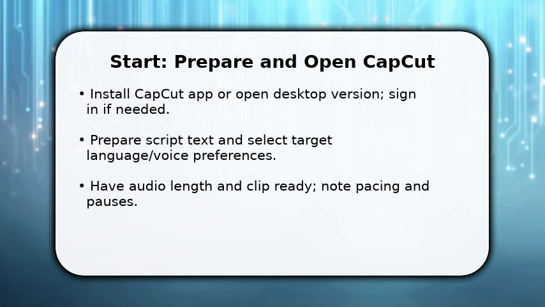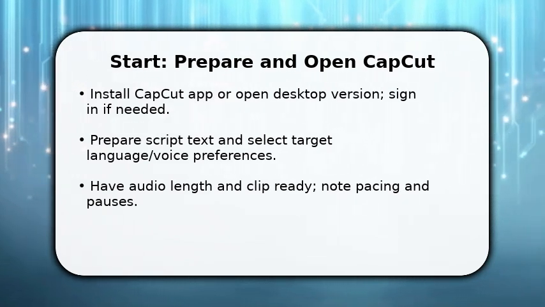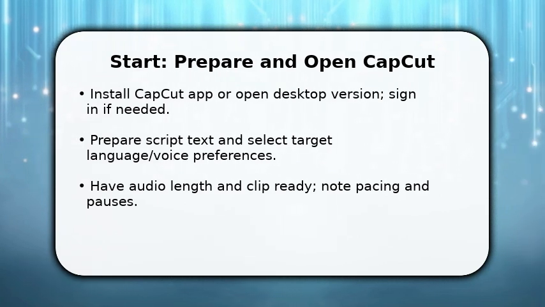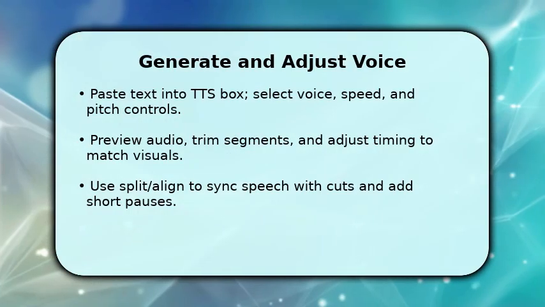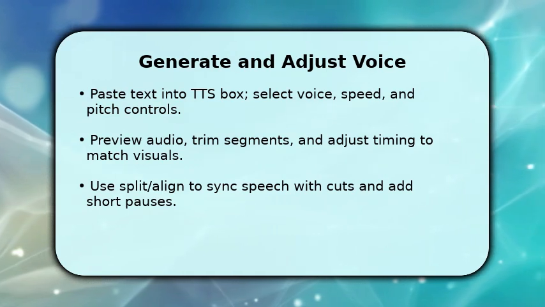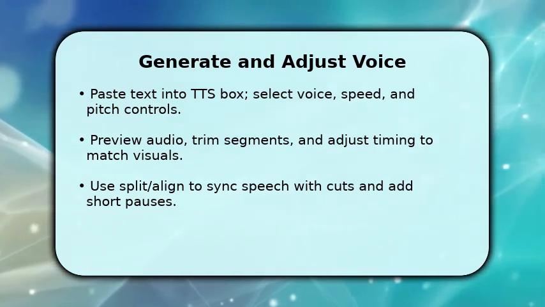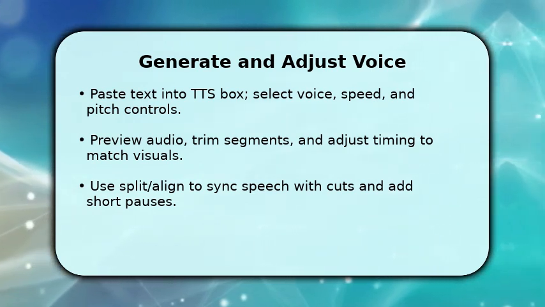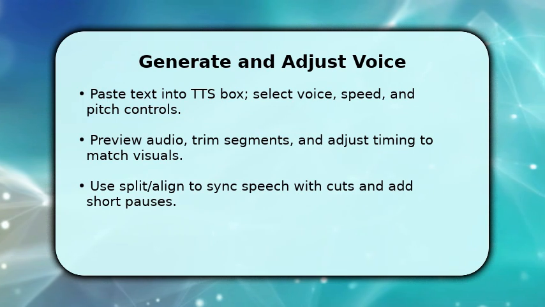This saves time. Now tap the audio or text tool and locate the text-to-speech option. You're about to convert words into a TTS layer. Paste your prepared script into Capcut's text-to-speech field and pick a voice. Once selected, tweak speed and pitch so the delivery matches your visuals, faster for energetic clips, slower for instructions.